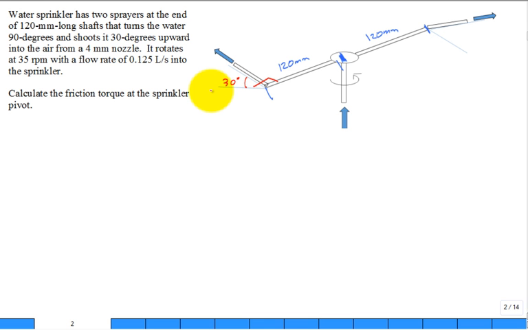It comes out, there's a kink turning at 90, but also a bend to kink it up 30. And there it shoots the water upward into the air through a nozzle end that has a diameter of 4 millimeter. It's rotating with a rotational rate of 35 RPM. And there's a total flow rate of 0.125 liters per second into the sprinkler. So Q into the sprinkler is 0.125 liters per second. How many kilograms per second is that mass flow rate for water?